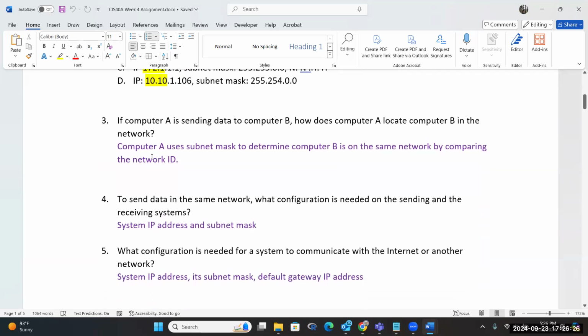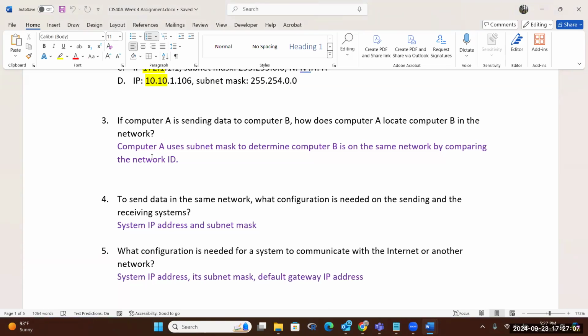Okay. So that leads us to the next question. To send data in the same network, what configuration is needed on the sending and the receiving system? You need to have an IP address because everybody is on TCP/IP networks. And you need to have a subnet mask. It's like when you're sending a package, right? You need to have an actual receiving address so that package can go to the right person, the right house. And the zip code for that address.